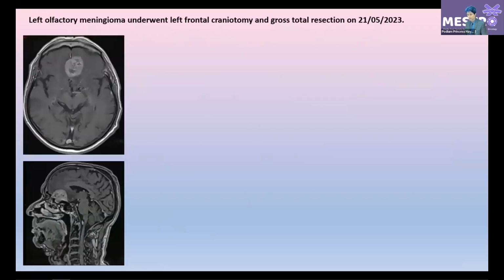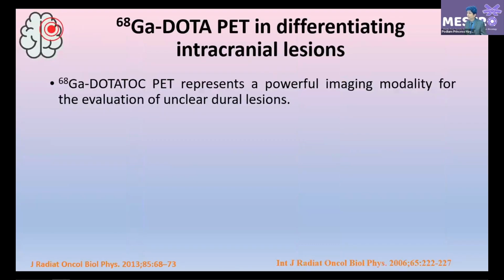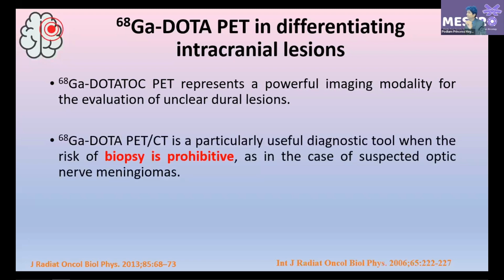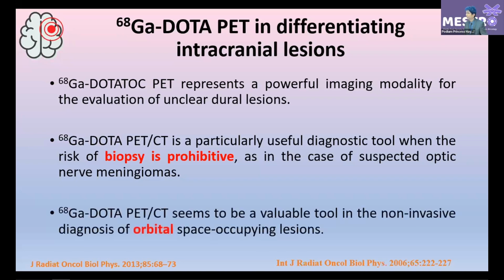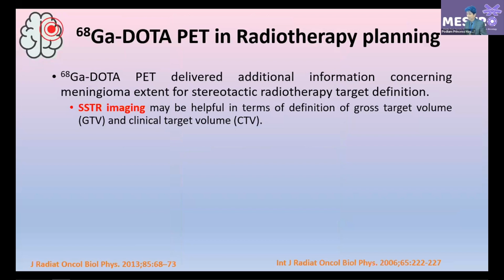Now another case. PET can be helpful in differentiating meningiomas among intracranial lesions, especially those that are prohibited from biopsy, like optic nerve meningiomas. And it is very helpful in radiation therapy planning as well.